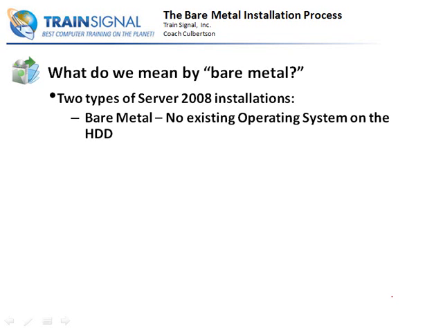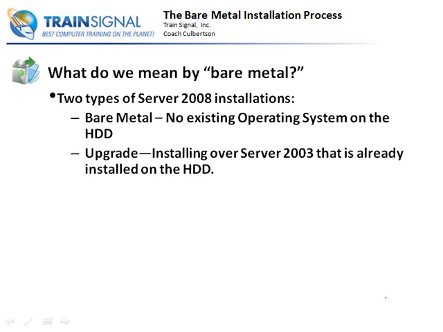When you're doing a bare metal installation like what we're going to do, there is no existing operating system on the hard drive. It's a clean, blank hard drive. If we're going to be doing an upgrade installation, we're going to be installing over the top of Server 2003. That Server 2003 is already there on the hard drive, and we're upgrading it.